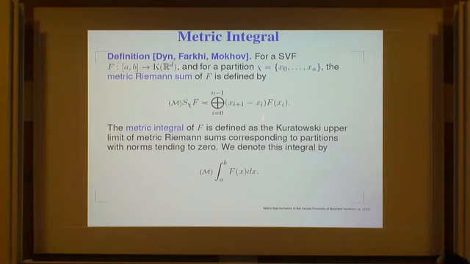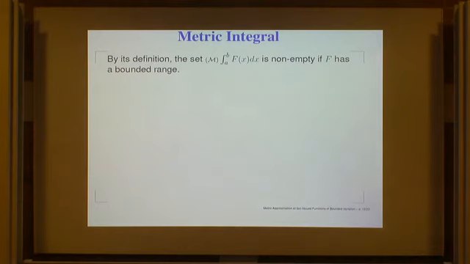Here we work with the upper Kuratowski limit, because if we wanted the lower Kuratowski limit or the Kuratowski limit to exist, that would be too much. We cannot guarantee existence there. Or I would say we are not 100% sure about it here, but the upper Kuratowski limit always exists, so we always get the result. The set is not empty if F has a bounded range.